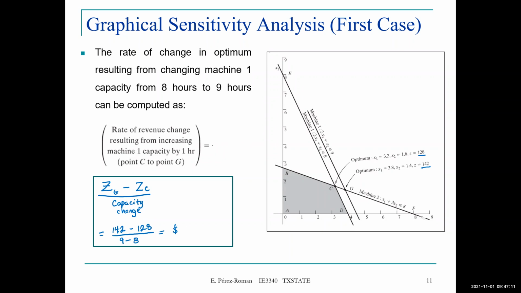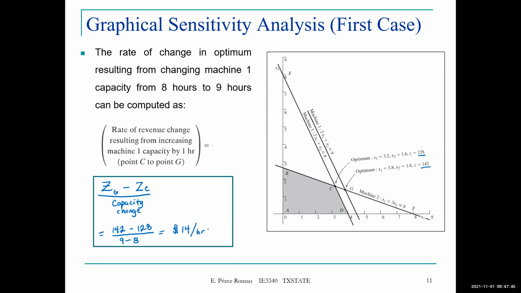So what this means is that for every hour that I increase for machine 1, I'm increasing my profit by $14 an hour. Okay, so that's what this is telling you. If you increase 1 hour of machine 1, you're increasing your profit by $14. So that's the rate of revenue change resulting from increasing machine 1 capacity by 1 hour.